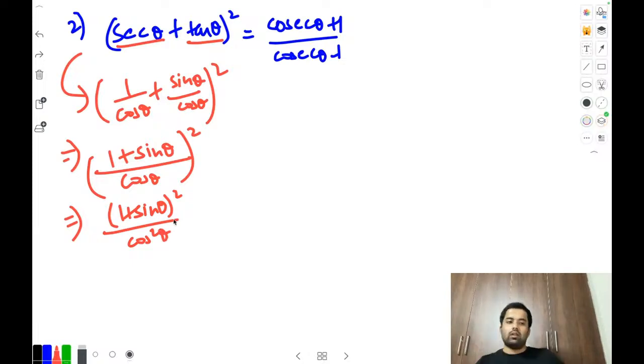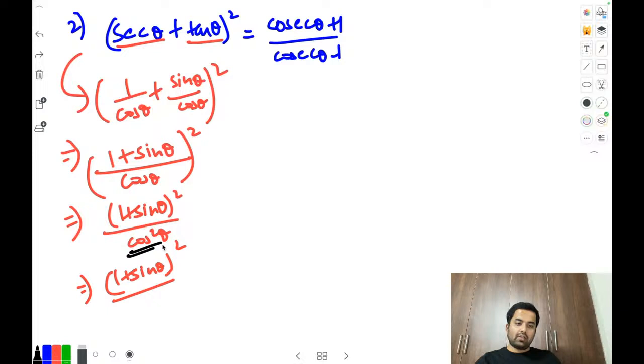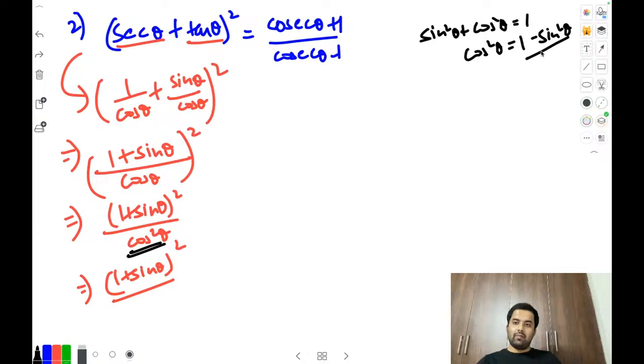Next we can do what? 1 plus sine theta whole square. At the place of cos square, let me mention the formula here. Sine square theta plus cos square theta equal to 1. So at the place of cos square theta, can we keep 1 minus sine square theta? Can we keep this? So at the place of this, we are keeping what? 1 minus sine square theta.